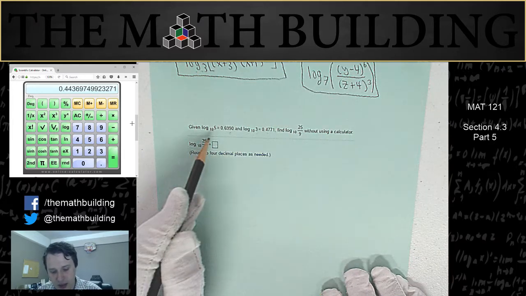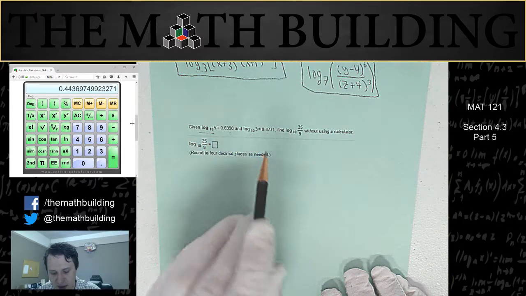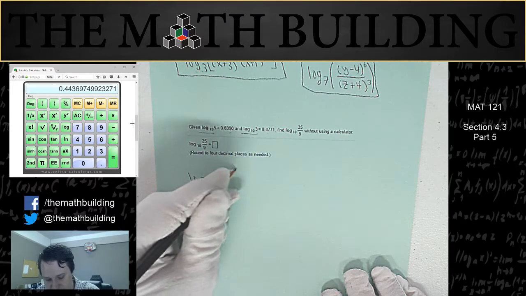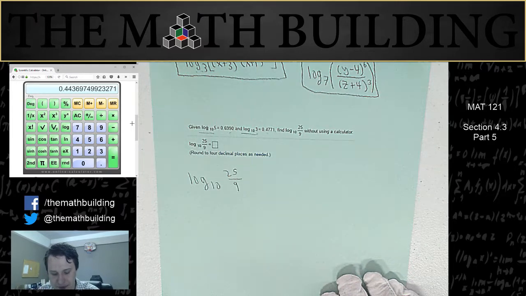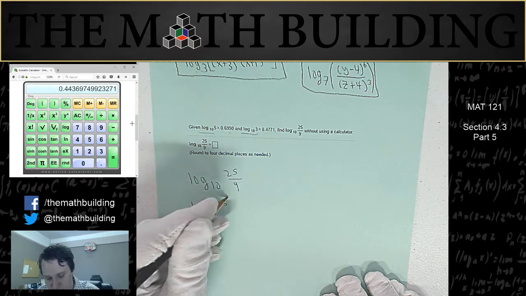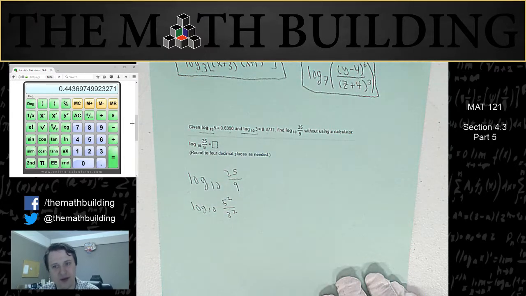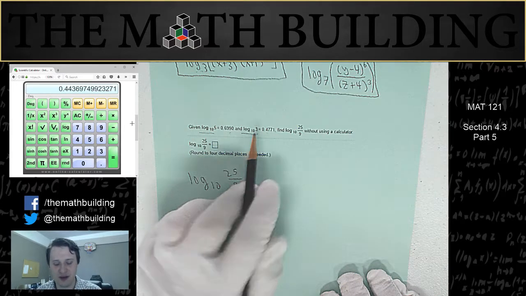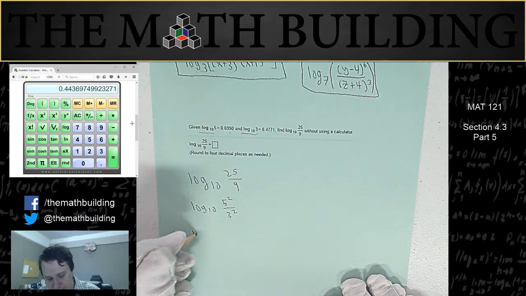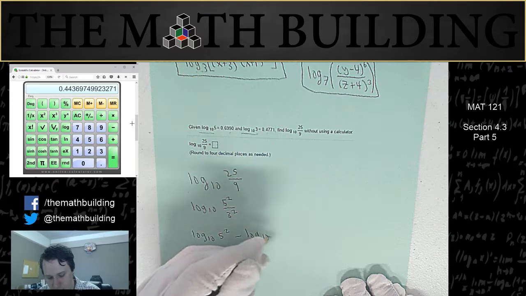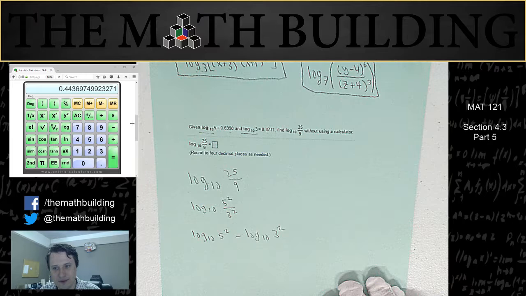So we know what log base 10 of 5 is and what log base 10 of 3 is. So what I would do is I would start by taking log base 10 of 25 over 9, right? And I notice that I could rewrite that as log base 10 of 5 squared over 3 squared. Do you agree with me on that? Because we're trying to get this so that we only have 5s and 3s. So now we can rewrite this as log base 10 of 5 squared minus log base 10 of 3 squared, right? I'm just following my log rules.